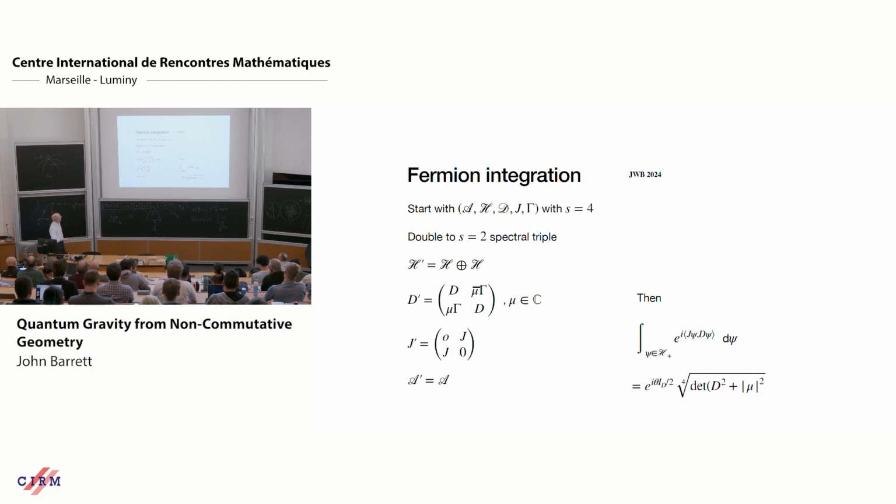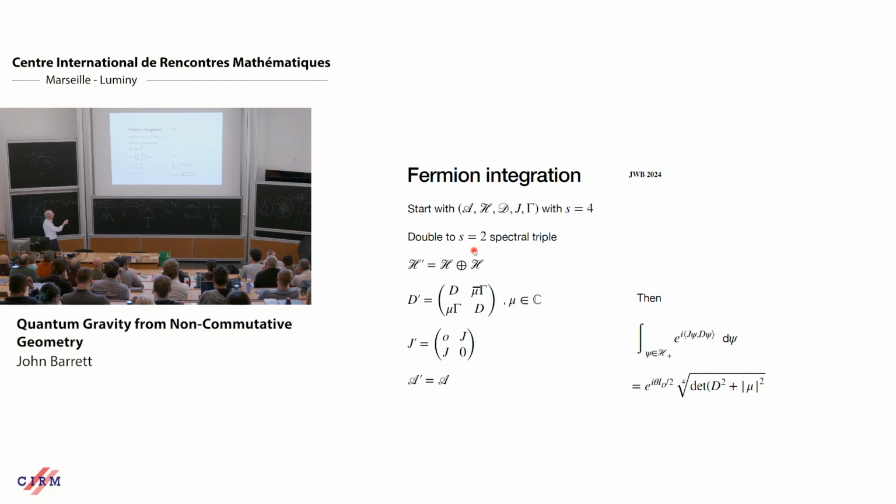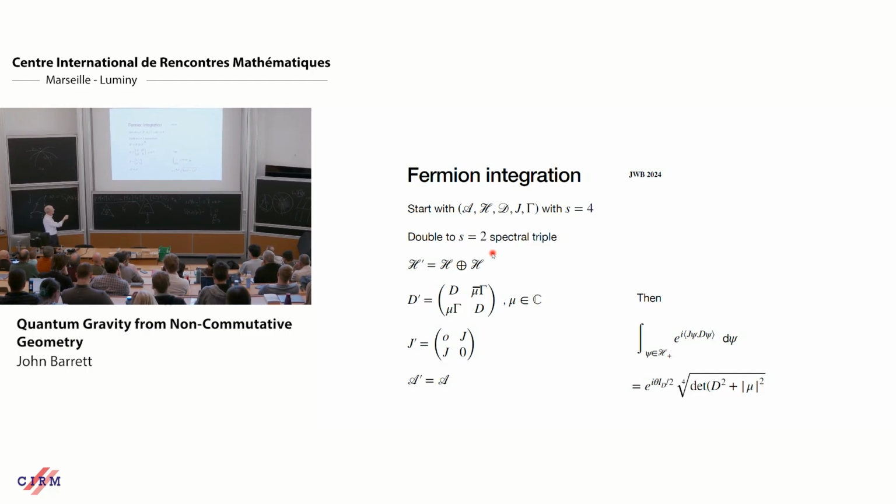My final topic is on fermion integration. And here's a formula which I discovered in investigating this. If I start with a spectral triple of KO dimension 4, and I double it, much as I was doing earlier, you get a KO dimension 2 spectral triple. So the Hilbert space is doubled, the Dirac operator is like this, where gamma is the chirality and mu is a parameter, and there is a real structure.